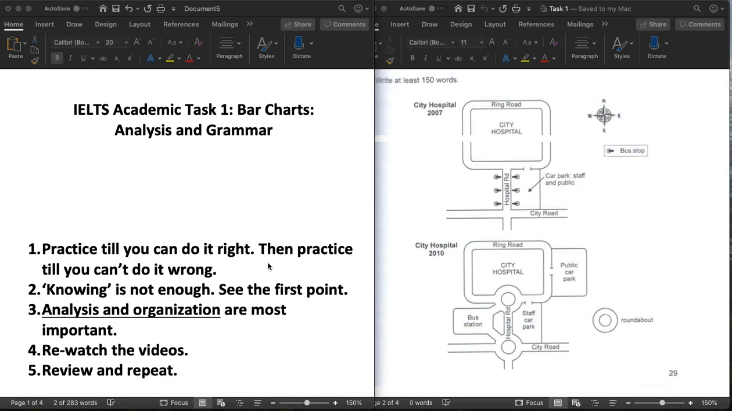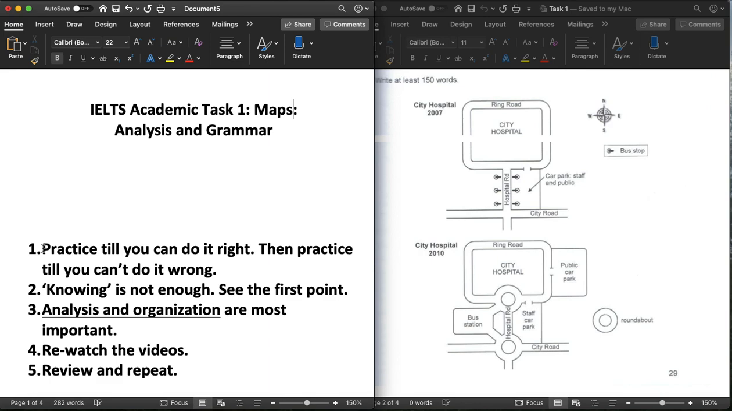Back, everybody. Here we are to do another IELTS Task 1. This one, contrary to popular belief, is not doing bar charts, it's doing maps. And as always, we'll be doing the same thing, a look at how to analyze the task and to look at grammar. A couple of key points before we move on.